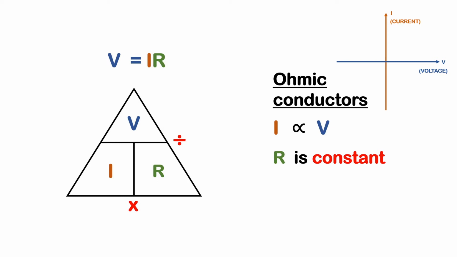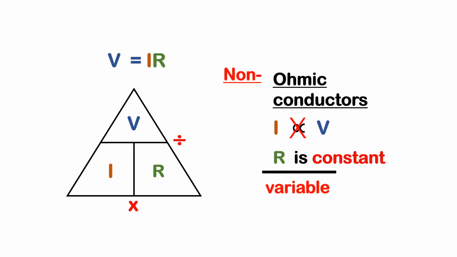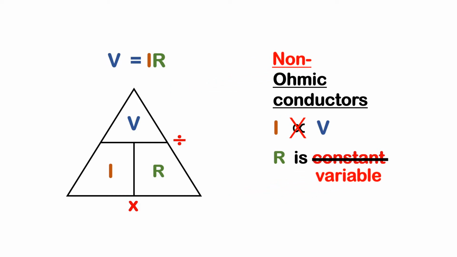However, the resistance of some conductors changes as their temperature changes. These types of conductors are called non-ohmic conductors because they do not obey Ohm's law.